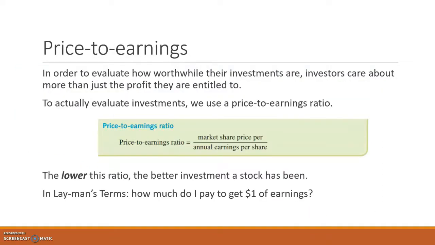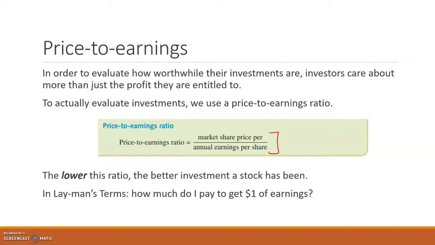Now, just knowing how much profit you are entitled to from a share doesn't actually tell us whether it's a good investment or not, because that doesn't take into account how much was paid for the share in the first place. So in order to evaluate how worthwhile an investment is, we use what's called the price to earnings ratio. The price to earnings ratio is calculated like this. It's equal to the market share price per share, and what that means is the cost for one share, the market price. And we divide that by the annual earnings per share.